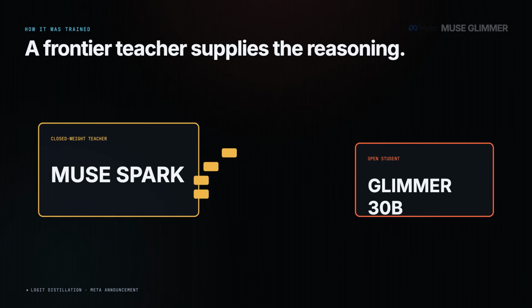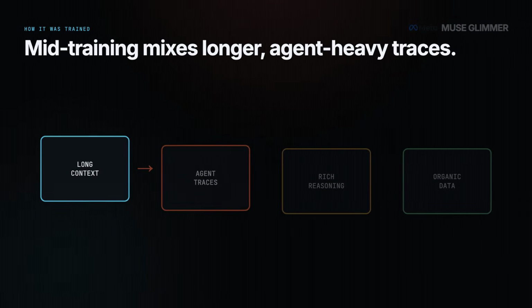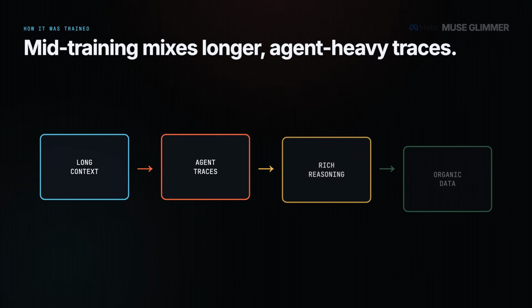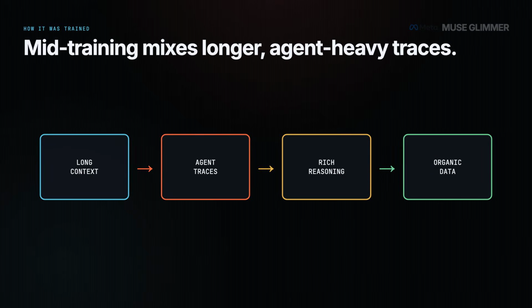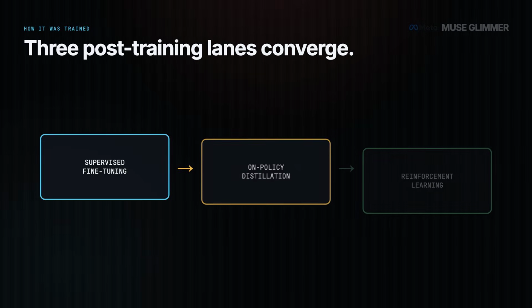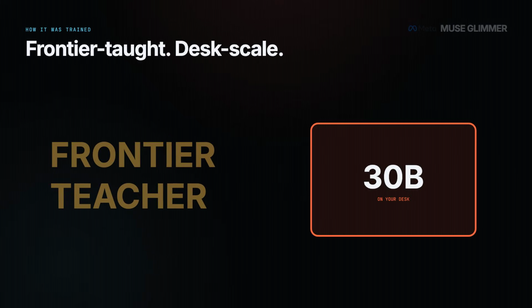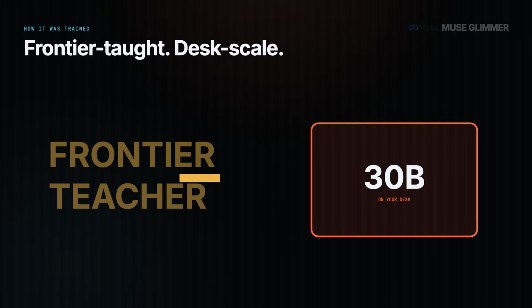Glimmer was not trained from scratch. It was distilled from Muse Spark, Meta's much larger, closed-weight teacher using logit distillation. Then came mid-training, longer contexts, agent-heavy data, and richer reasoning traces mixed with organic data. Finally, post-training, supervised fine-tuning, on-policy distillation, and reinforcement learning across reasoning, coding, and agentic tasks. The goal of that recipe is specific. Transfer a frontier teacher's agentic reasoning into a model small enough to live on your desk.